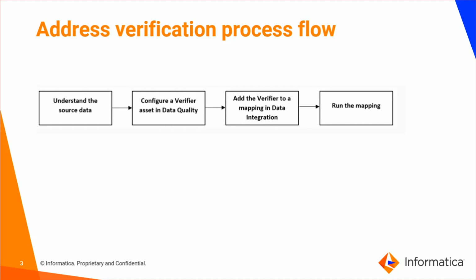The second thing is we have to configure a Verifier asset of data quality. When you configure it as an asset, it becomes a reusable object you can call in a data integration flow. So add that Verifier to a mapping in a data integration process, and then run the mapping. Once you run the mapping, you will get the output where your address will be standardized and you should be able to see the match percentage of it.